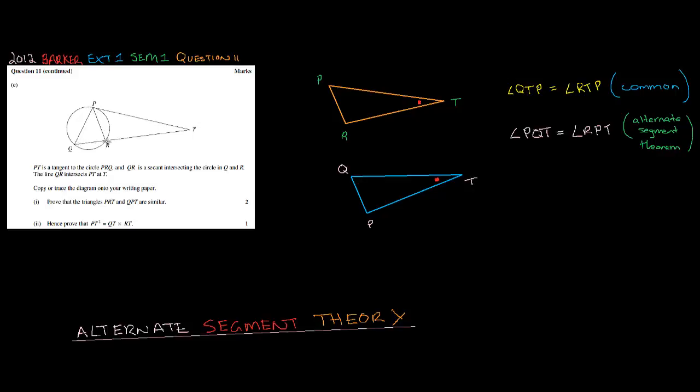it's a chord, but then it kind of keeps going through it. And the line QR, which is this, intersects PT at this point T. So that's just describing the diagram. Our first job is to prove this, and it's a 2-marker: prove that the triangles PRT, so that's this little one here, and QPT, this bigger one, are similar.